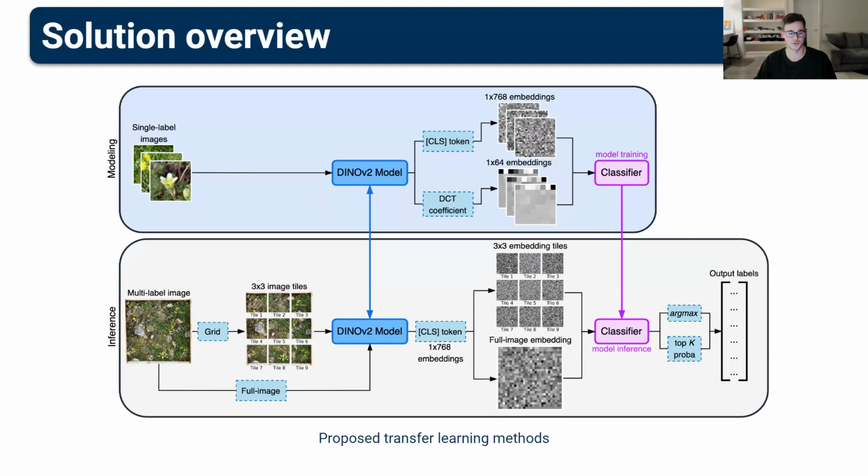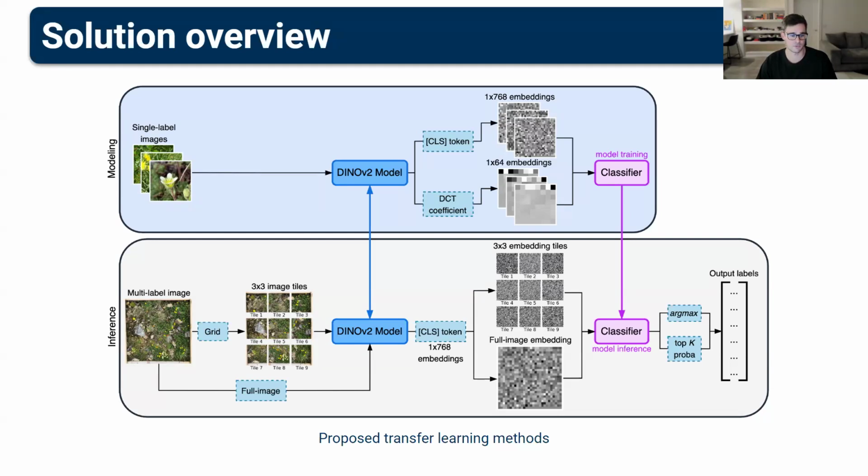And basically it extracts the characteristics of the image and encompasses that into high dimensional vectors. As you can see, the CLS token, that's just the classification token. But there's also the DCT coefficient that we extracted from the model, and we train a classifier.